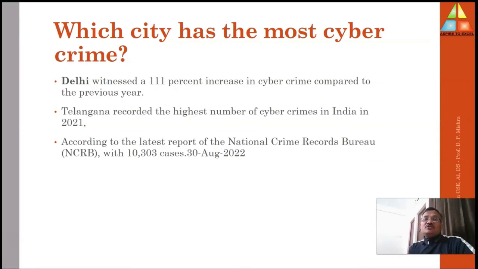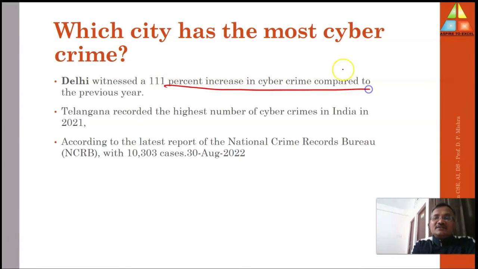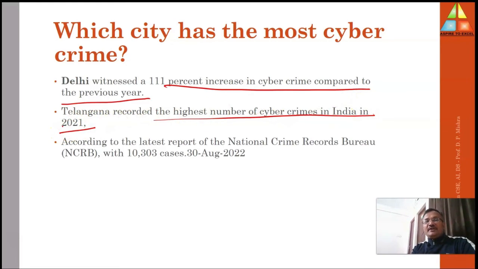Which city has the most cybercrime? Delhi witnessed a 111% increase in cybercrime compared with the previous year. Telangana reported the highest number of cybercrimes in India in 2021. As per the latest NCRB record, these are the facts and figures, and based on that we are saying that Delhi is the city that has witnessed the most cybercrimes at present.